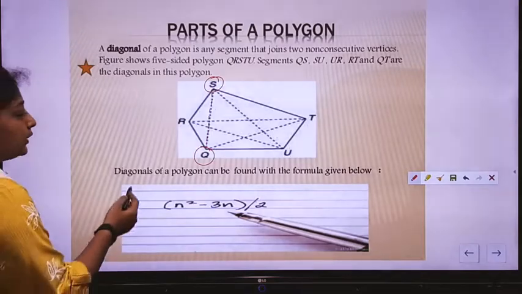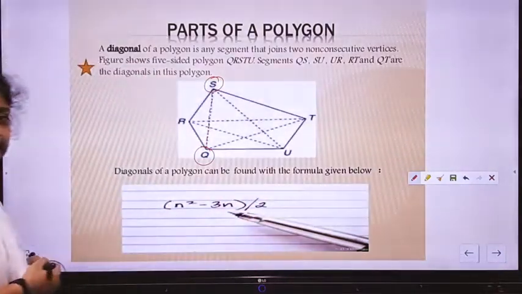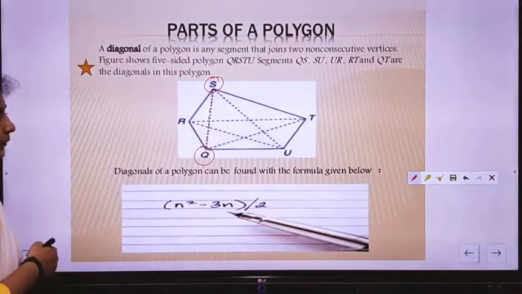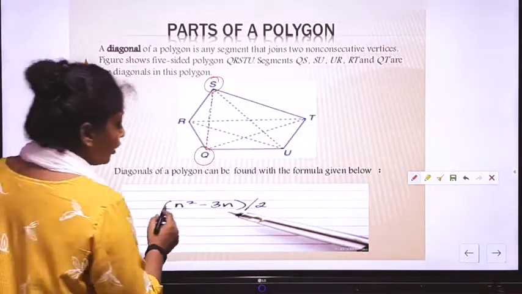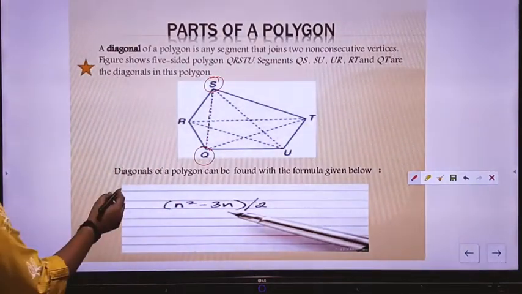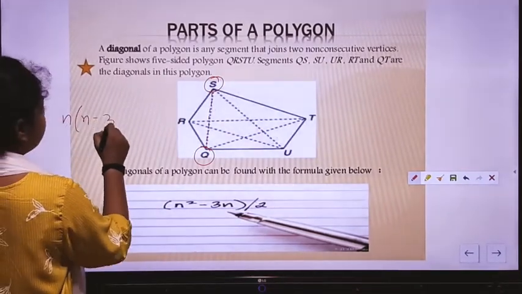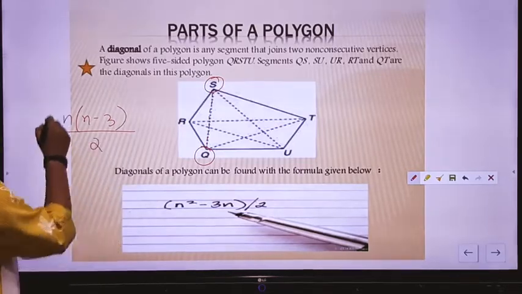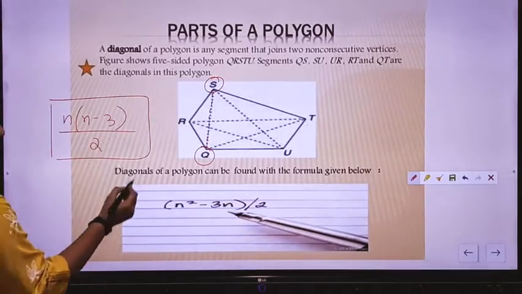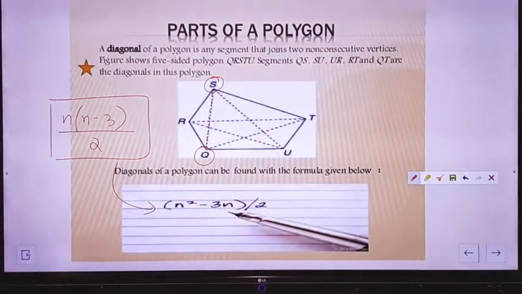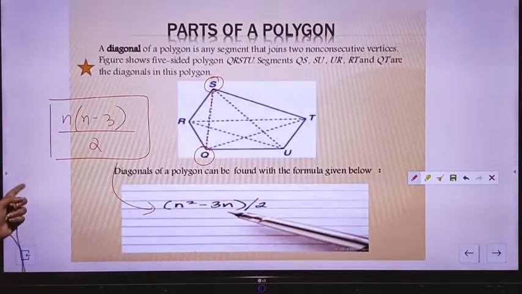We have a formula to find out the number of diagonals within a polygon. If n is the number of sides of a polygon, okay, if a polygon is of n number of sides, then the number of diagonals will be n into (n minus 3) upon 2. This is the formula. We can also express this formula in this form, (n square minus 3n) upon 2. So this gives us the number of diagonals inside a polygon.